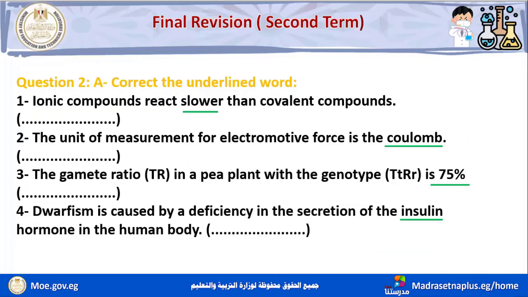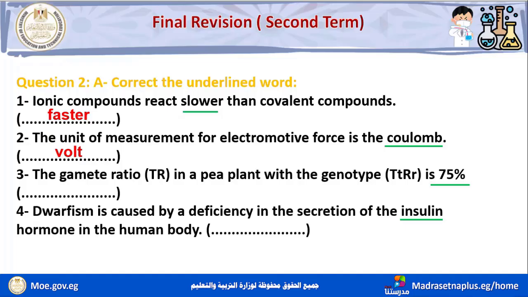Question number 2, letter A, correct the underlined word. Number 1, ionic compounds react slower than covalent compounds. Correct: ionic compounds react faster than covalent compounds. Number 2, the unit of measurement for electromotive force is the coulomb. Correct: the unit of measurement of electromotive force is the volt.